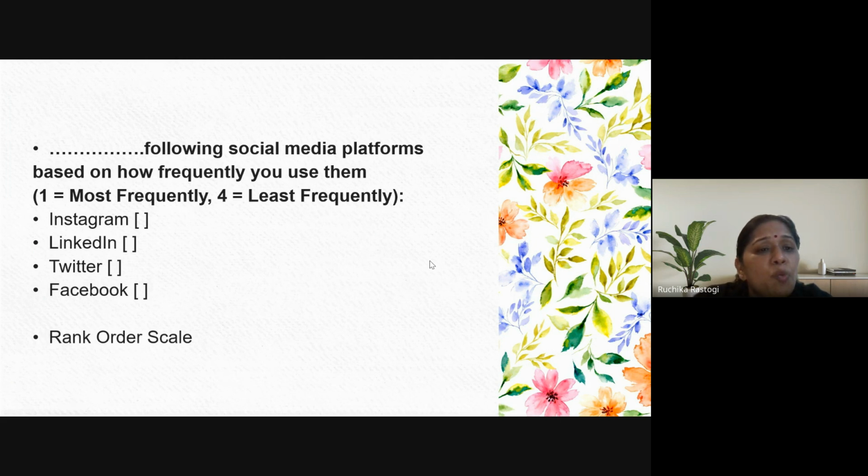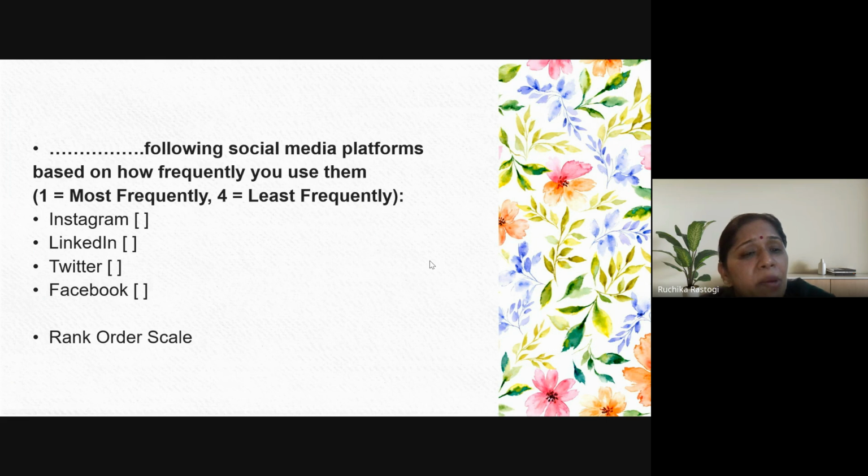You can put Instagram at rank 1 if you are using it most frequently. You can even put Facebook at number 1 if you are using Facebook most frequently. Out of these 4, if somebody is using LinkedIn least frequently, then the number will be 4. And likewise, 1, 2, 3, 4 ranking will be there.